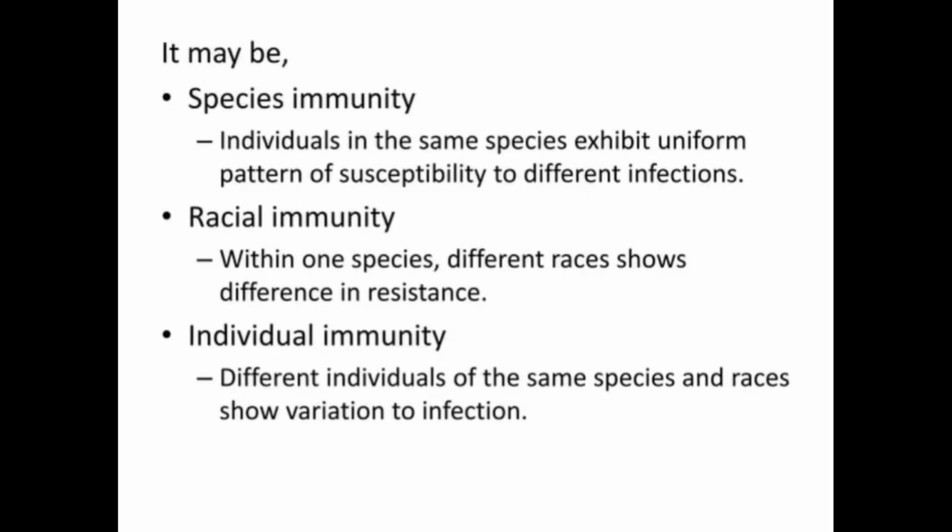It may be species immunity, racial immunity, or individual immunity. The innate immunity or inborn immunity is again subdivided into three types, that is species immunity, racial immunity, and individual immunity.